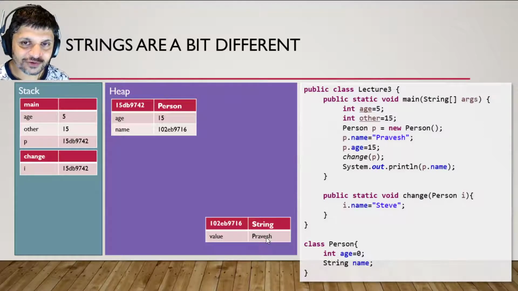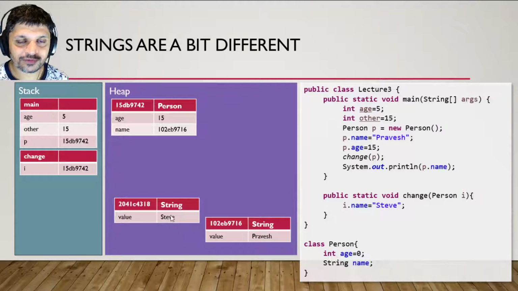You can't change them. So how Java will handle i.name equals Steve is it'll make a new string with the value Steve and put it in memory, right? So the one that had the value Pravesh is still there. I didn't change it. I've got a new string with the value Steve, and let's say it randomly was at 2041C4318. That's, I don't know, some random memory address. Then the fact that I said i.name equals Steve means Java is going to follow the i pointer and change the name variable to that memory address, so the memory address will become 2041C4318. Does that make sense?